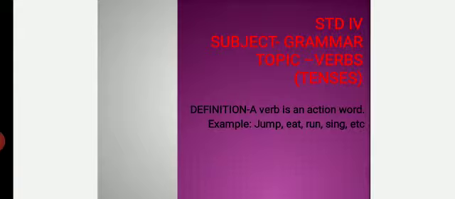Let us first understand what are verbs. A verb is an action word. What is an action, dear children? Jump, to eat, to run, to skip, to cook, to swim. These are the different actions that are performed by nouns, like people or animals.